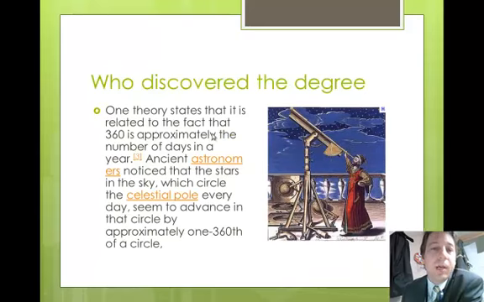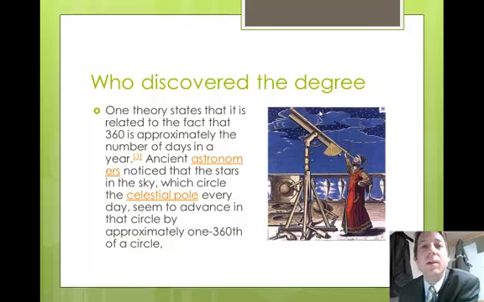Okay, who discovered the degree? Well, we're not sure, but we can theorize, because one theory says that the early astronomers, this guy, nice dress he's wearing, looked at the sky and saw the stars moving. We know that the Earth actually rotates, but back then they thought the stars moved around the Earth. And every day the stars would move a little bit. Each night they looked, the stars would have moved a little bit.